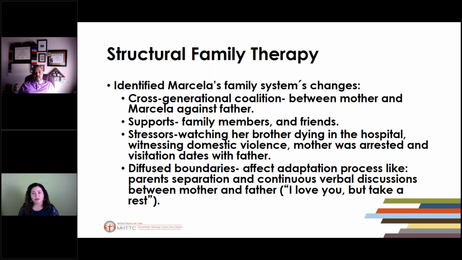Some of the stressors that she experienced was watching her brother die. Her brother died because of cancer. So he died as a baby. He was, I think, 2 years old when he died. So for my client, that stress and that trauma of losing her brother was something that was alive in her.